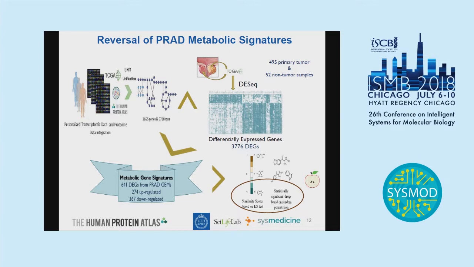So the first thing that we did, we calculated similarity scores based on the modified Kolmogorov-Smirnov test, and then found statistically significant drugs based on random permutation. And I only took the drugs with a similarity score below 0, because I was trying to find which drug has a reversal effect on my metabolic gene signatures. So it's the first half of the apple that I would like you to keep in your minds.